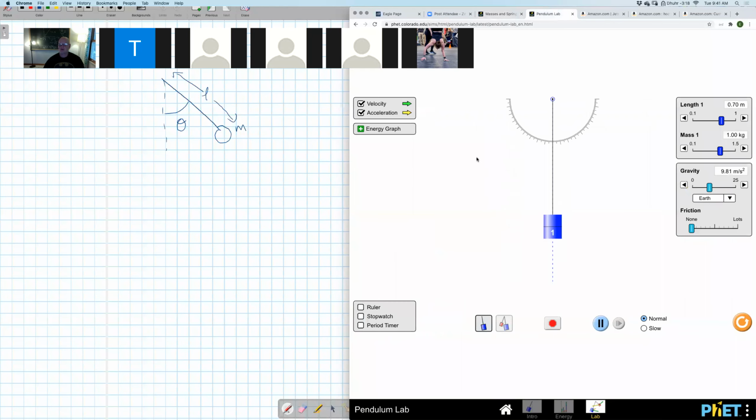So, let's go over here. So basically, we're going to look at a situation like this. I'm going to put the velocity and acceleration on here.